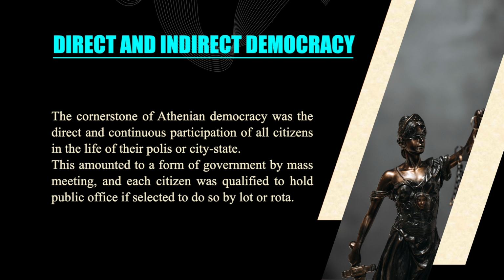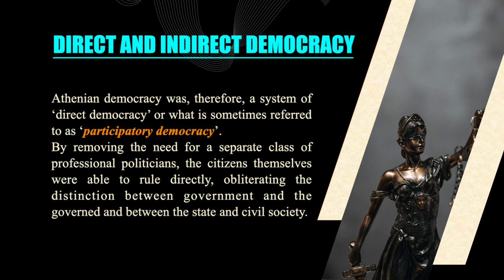The cornerstone of Athenian democracy was the direct and continuous participation of all the citizens in the life of their polis or city-state. This amounted to a form of government by mass meeting, and each citizen was qualified to hold public office if selected to do so by lot or rota. Athenian democracy was therefore a system of direct democracy, or what is sometimes referred to as participatory democracy.